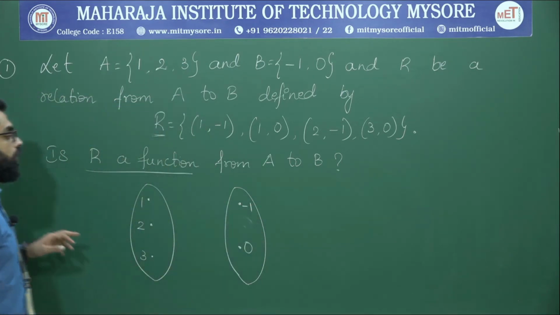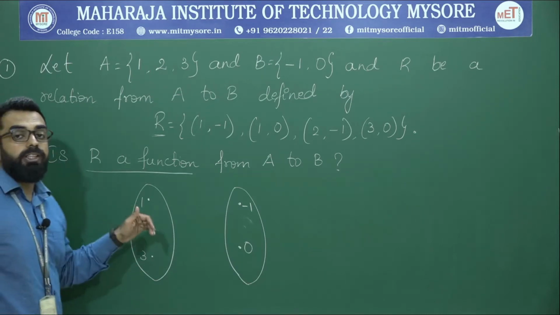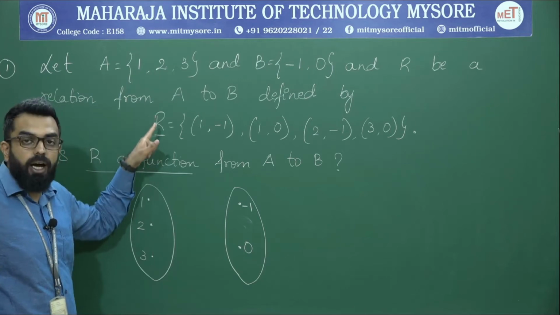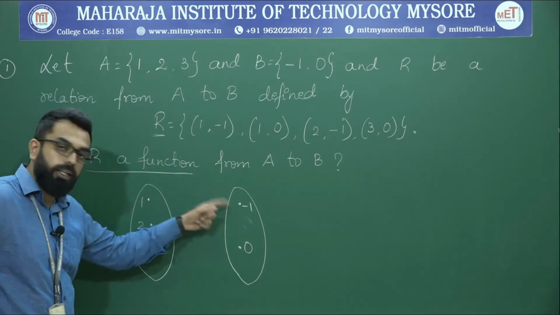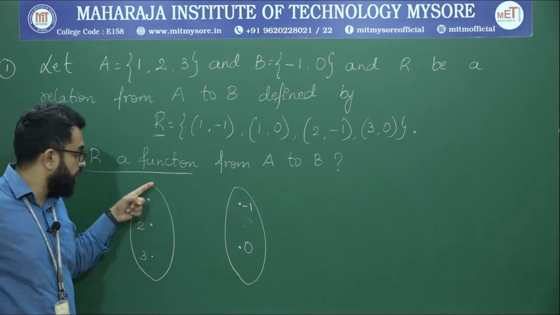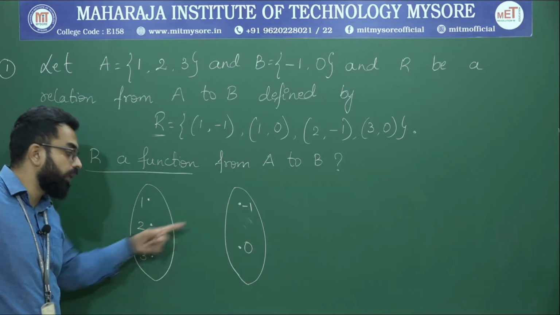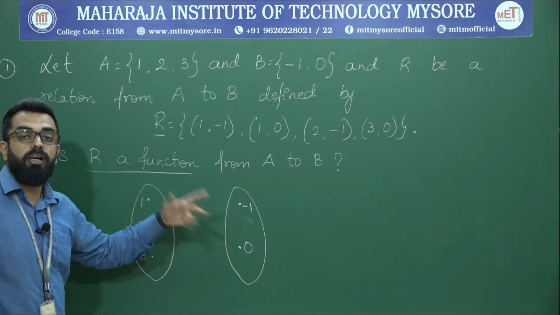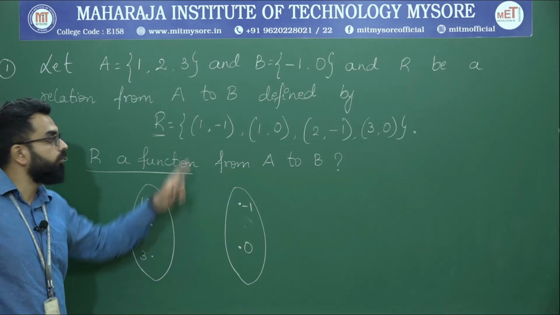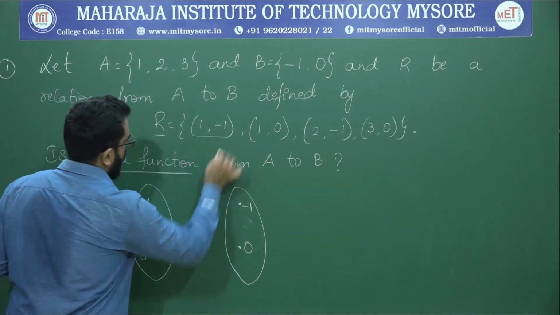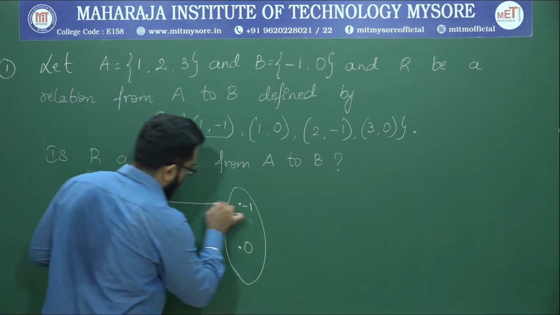Now we need to map this. We know that by the relation R these elements are mapped to other elements in set B. If all the elements of set A have a unique element in set B, then this relation in turn becomes a function. Is that happening? We shall see. So how do we map it? With the given relation R, 1 is mapped to -1.